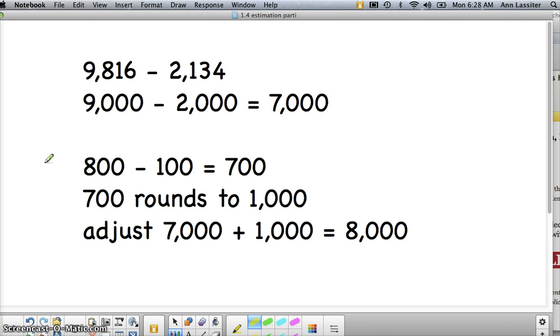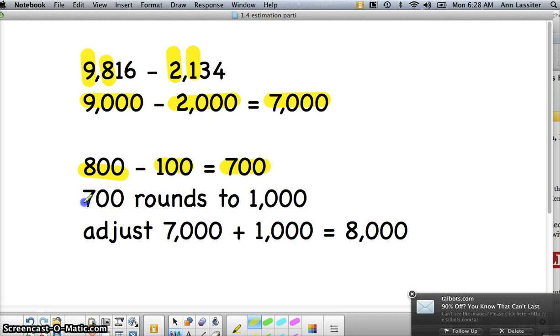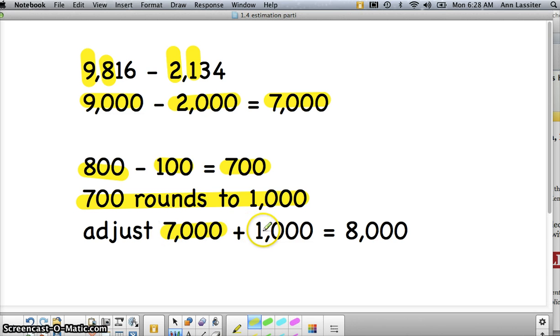Now, in subtraction, we do the exact same thing. We take the front end, the 9 and the 2, and we do 9,000 minus 2,000, which equals 7,000. Now, for the adjustment part, we are going to look at the 8 and the 1. We do 800 minus 100, which is 700. The 700 rounds to 1,000. So again, we have to adjust. We have to add 1,000 to our estimate. So we have 7,000 plus 1,000 equals 8,000.